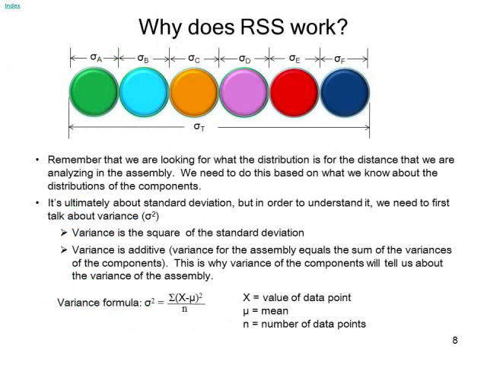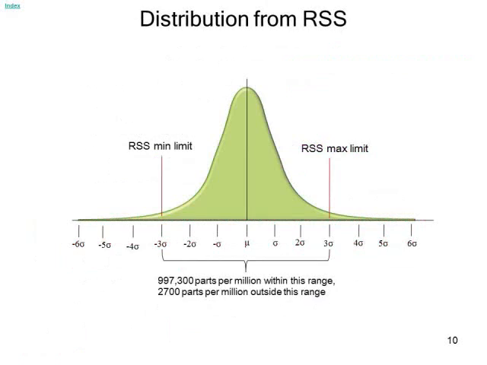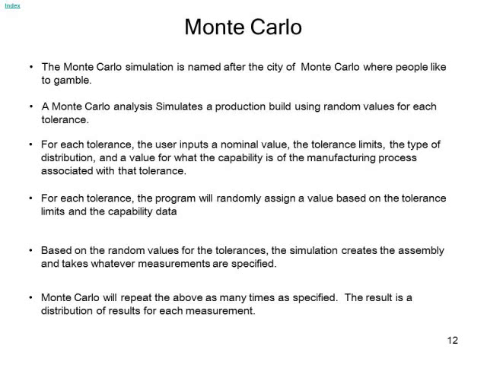In order to properly understand how to use RSS, we need to understand the assumptions that go into it. The book derives RSS and talks about the assumptions that are made by RSS. Once we thoroughly understand RSS, we can use it to tell us where our spec limits fall on the distribution curve. Now we can make some intelligent decisions about safety factors based on how many parts per million can be allowed to fall outside the spec limits.